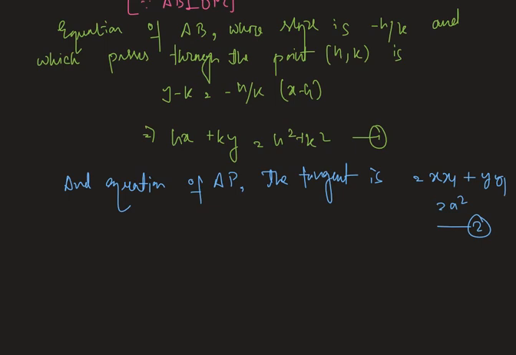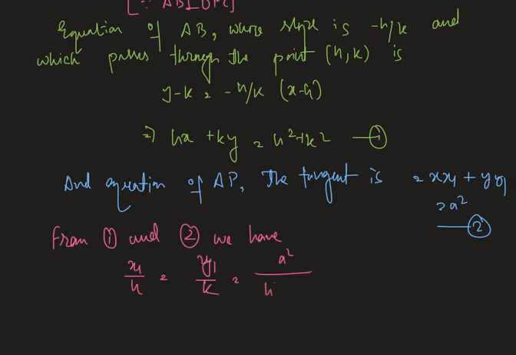Now from 1 and 2 we have x1 divided by h is equal to y1 divided by k is equal to a square divided by h square plus k square. Therefore we can write that x1 is h a square divided by h square plus k square, and y1 is k a square divided by h square plus k square.